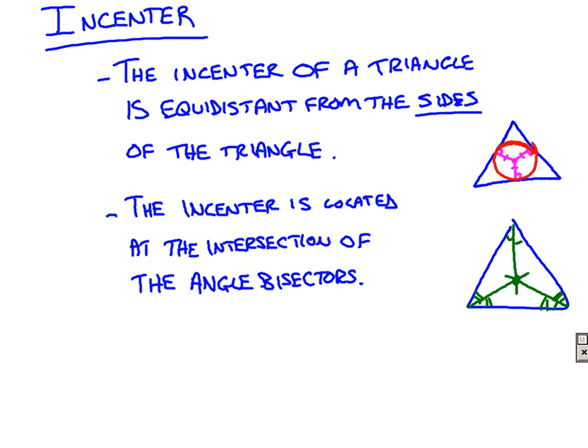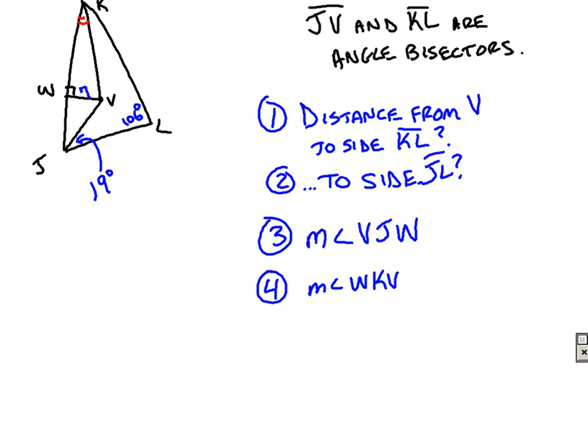So, let's look at some examples of what we're going to do with the incenter. Let's start by saying they want to know what the distance is from this point V to side KL. Well, if these are angle bisectors, then we can say V is an incenter. So, the distance to any of the sides must always be the same. So if this side is 7, that means going to the other two sides is also 7. So no matter what side I'm going to, we're always going to have the same exact distance.